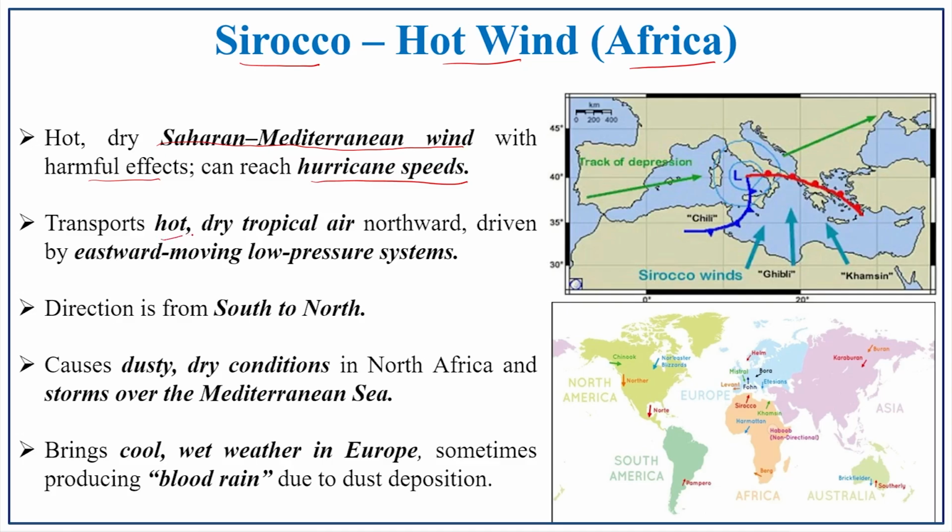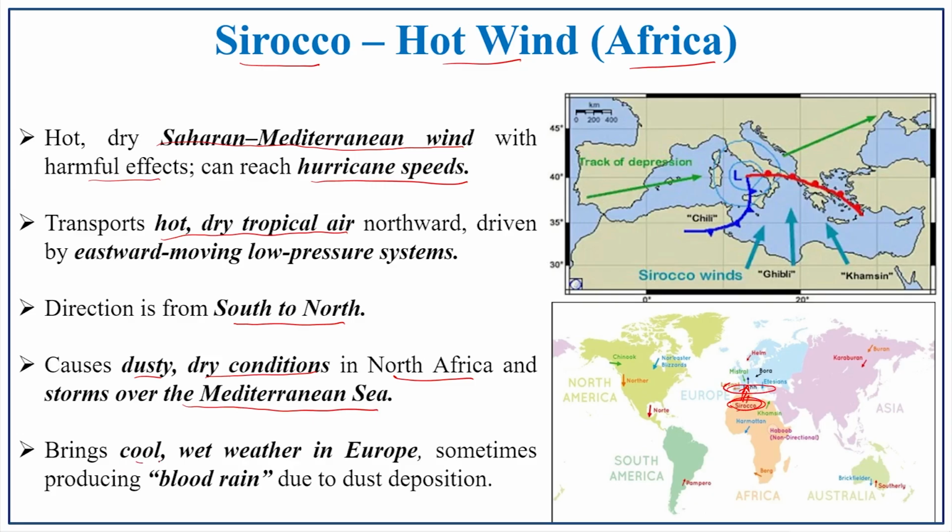It transports hot, dry tropical air northwards. So, Sirocco is transporting northward. You can see this Sirocco wind here. Its direction is from south to north, and it brings dusty, dry conditions in North Africa, and it storms over the Mediterranean Sea. So, from the desert region it is travelling towards the Mediterranean Sea.